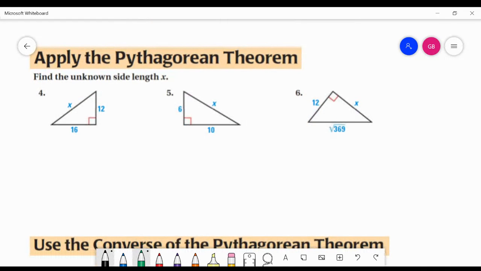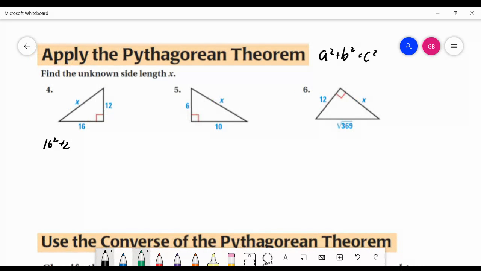All right, next, the Pythagorean theorem. Find the unknown side length of x. Okay, so the Pythagorean theorem is a squared plus b squared is equal to c squared. So here it is going to be 16 squared plus 12 squared is equal to x squared.